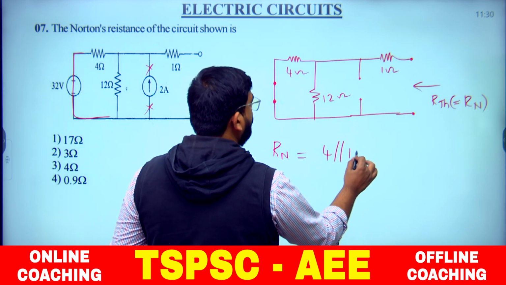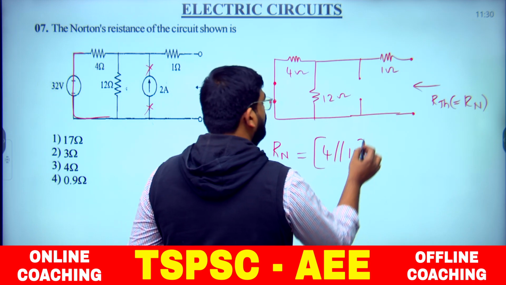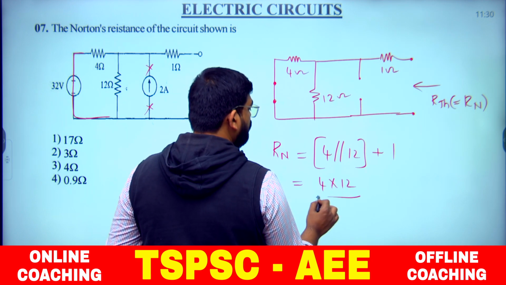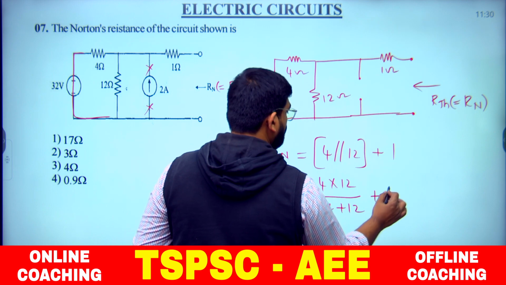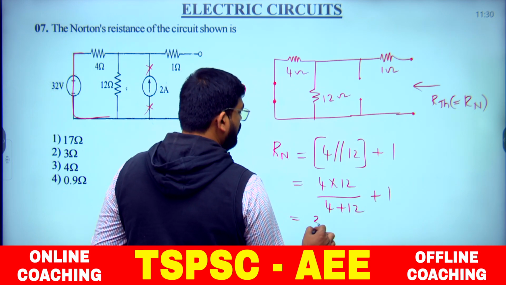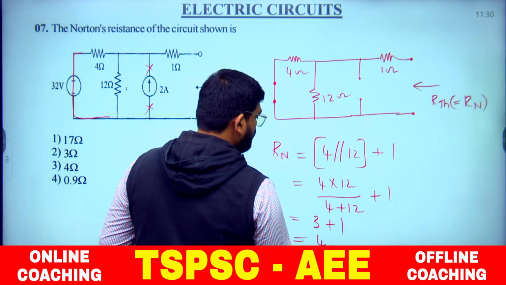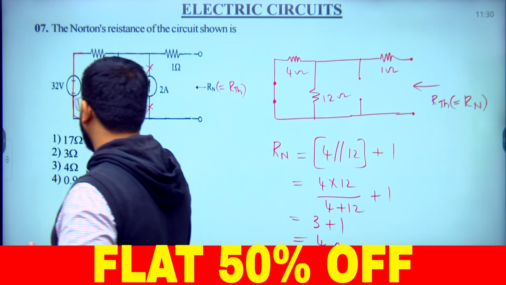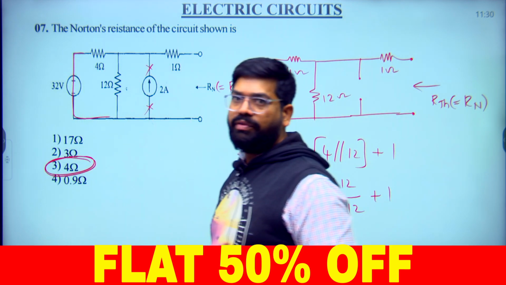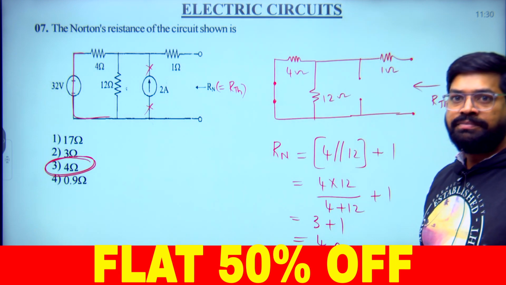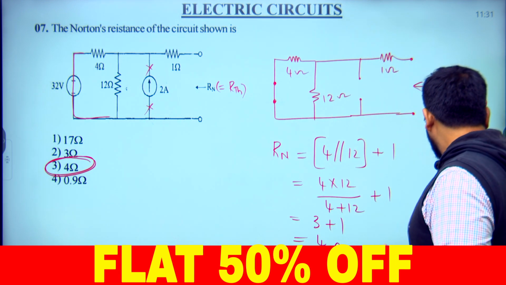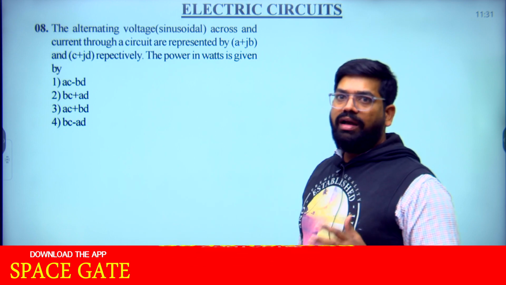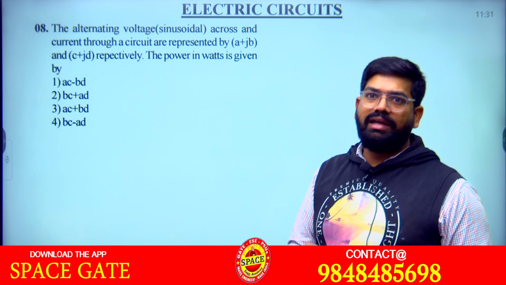When you observe from these terminals, 4 and 12 are connected in parallel, and the equivalent is in series with 1. So if you simplify, 4 into 12 by 4 plus 12, plus 1. 48 by 16 means 3, plus 1, what will be the result? Norton's resistance is 4 ohms. So what is the right option here? The third option matches our result. Understood? This is the way we need to identify Norton's resistance.